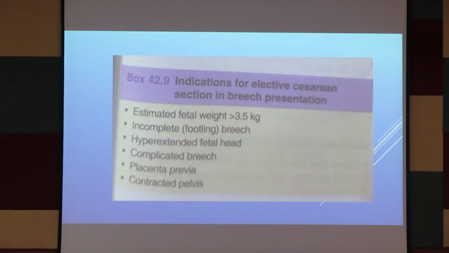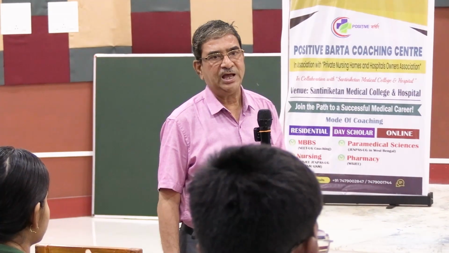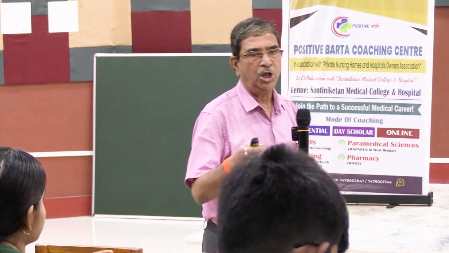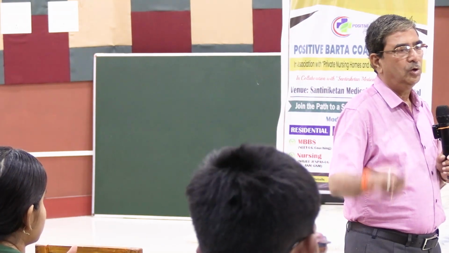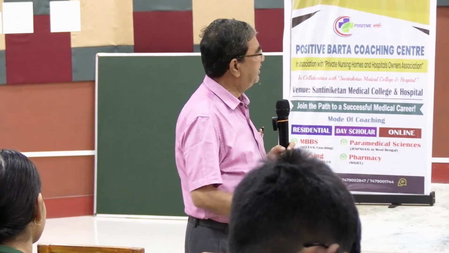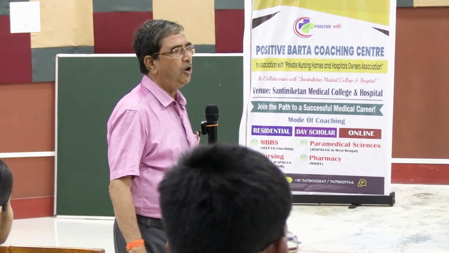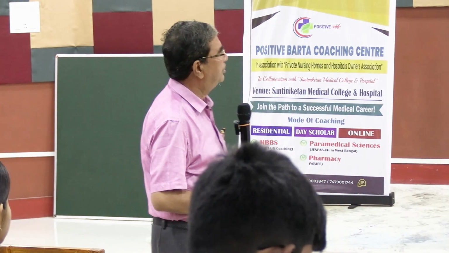Complicated breech is one in which, along with breech presentation, there are complications of the mother in the form of diabetes, hypertension, previous Cesarean section, etc. Those are called complicated breech. If there is no maternal complication, that is uncomplicated breech. So if it is complicated, that is an indication for Cesarean section. Placenta previa with breech, indication for Cesarean section. Contracted pelvis is also a cause for Cesarean section.